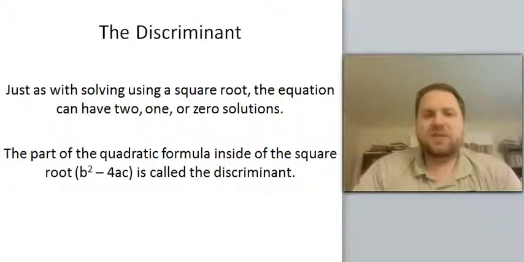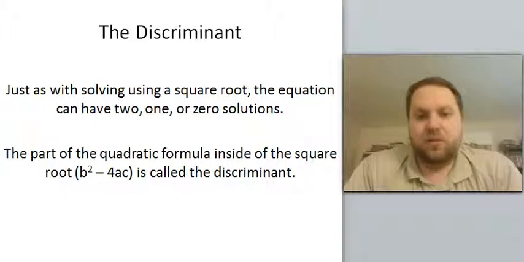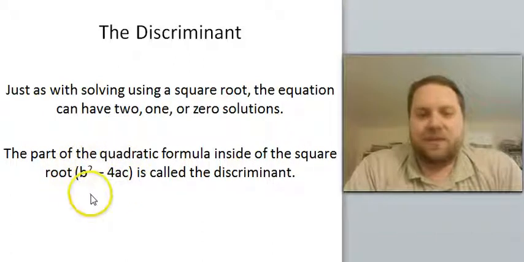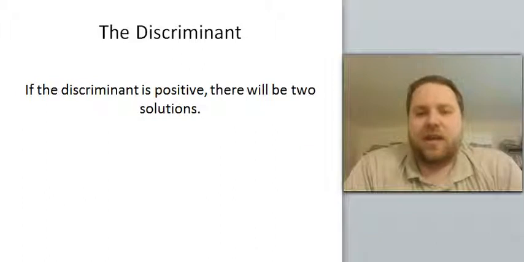Now, just like when we solve these things using a square root, we can have two solutions, or one solution, or no real solutions. And in order to figure out which is going to be the case, we can use something called the discriminant. The discriminant is the part of the quadratic formula that's inside the square root, the b squared minus 4ac. So if you just take that part and calculate what that is, it'll tell you how many solutions you have.